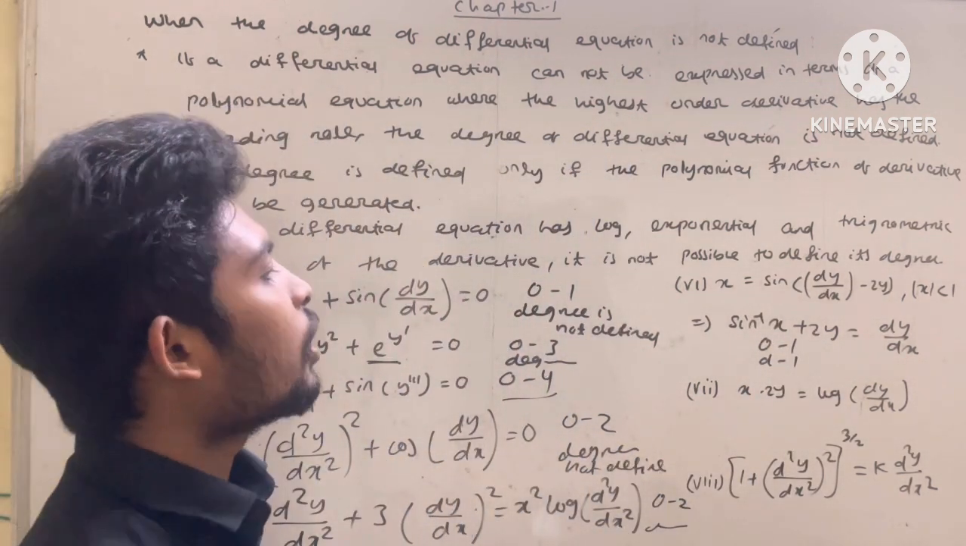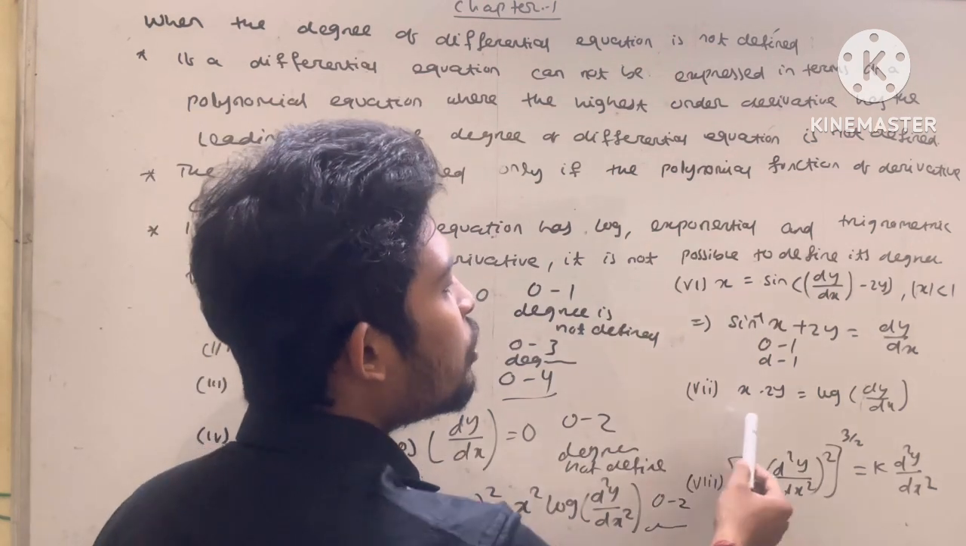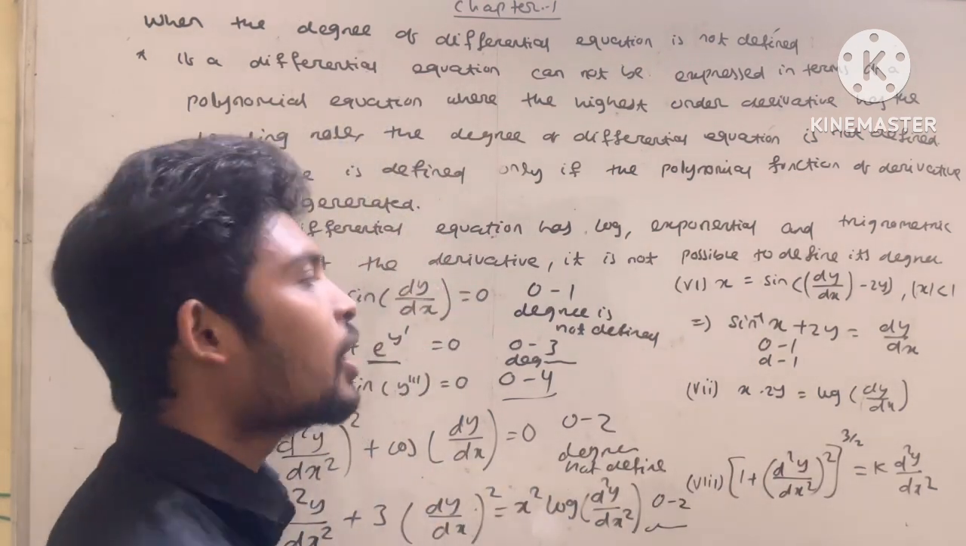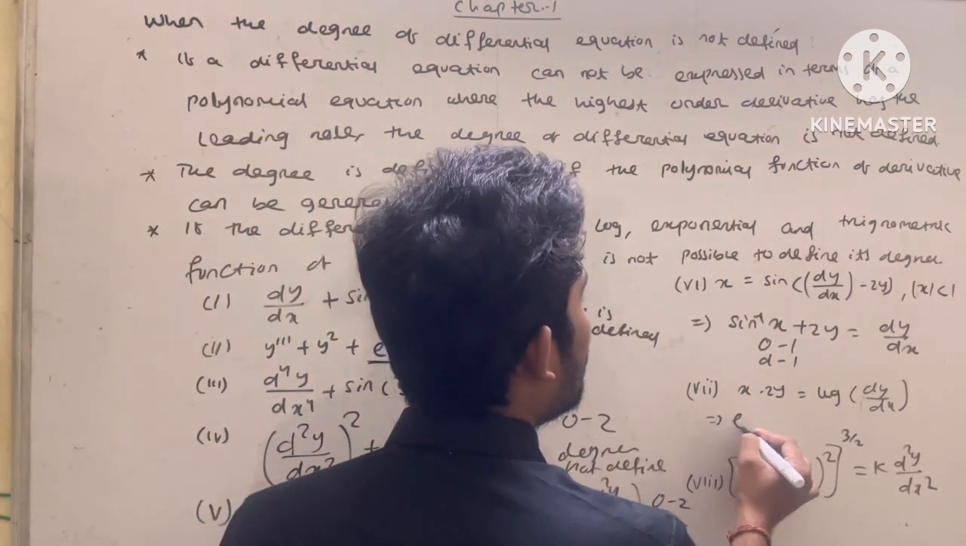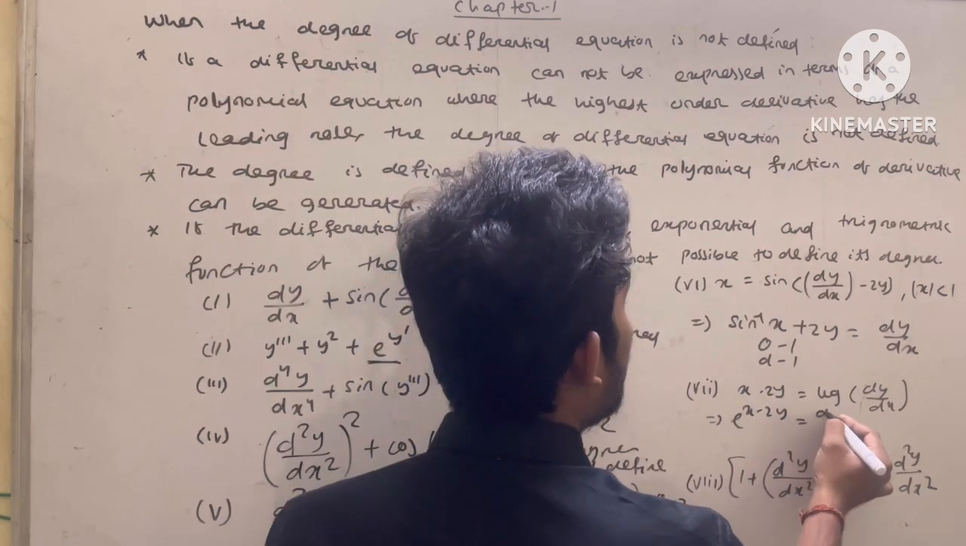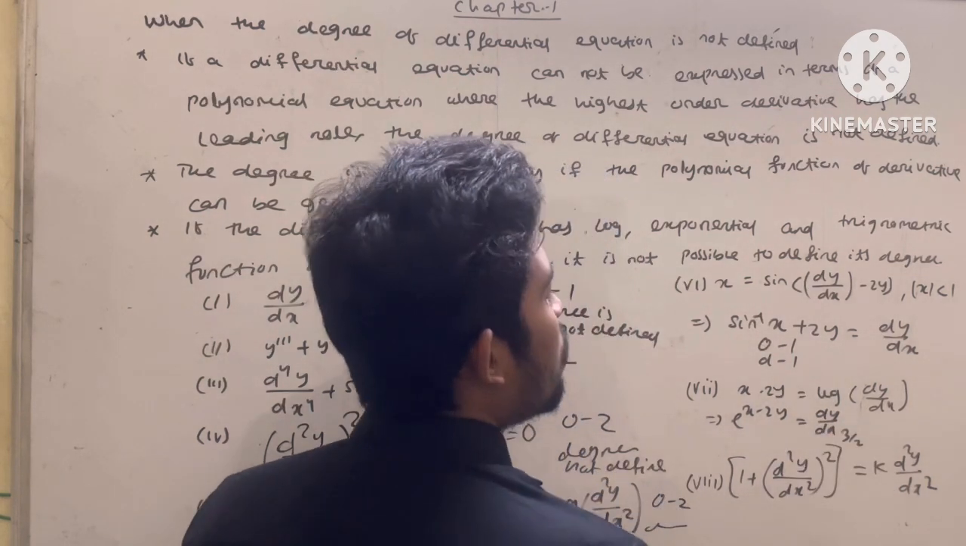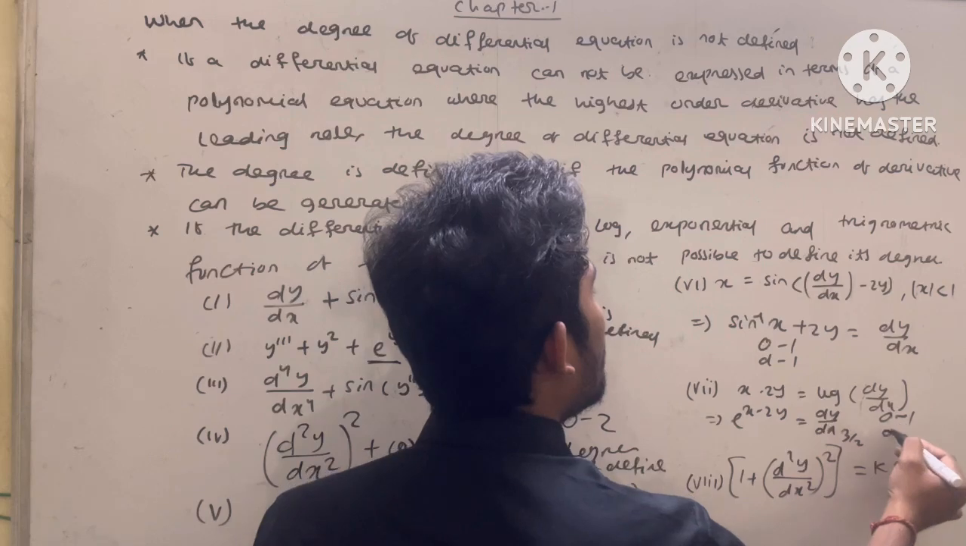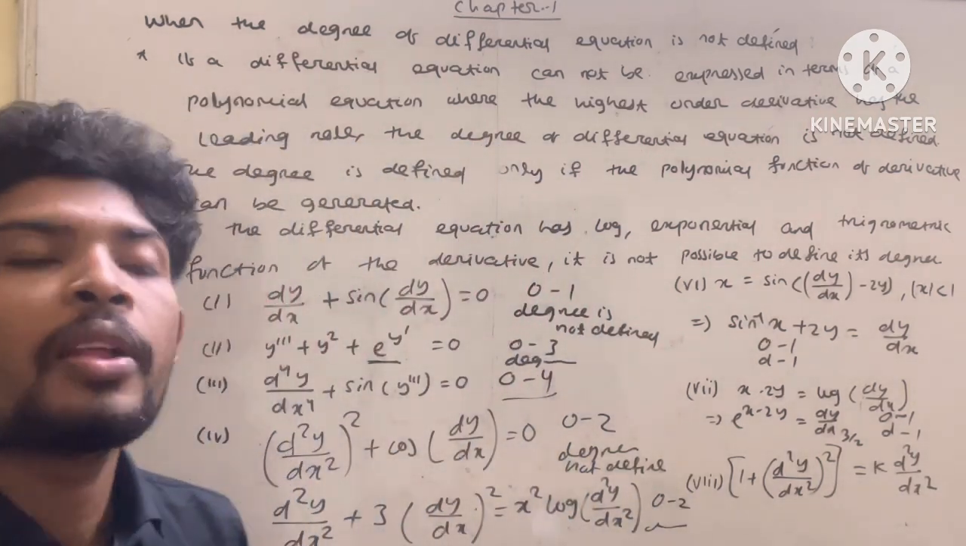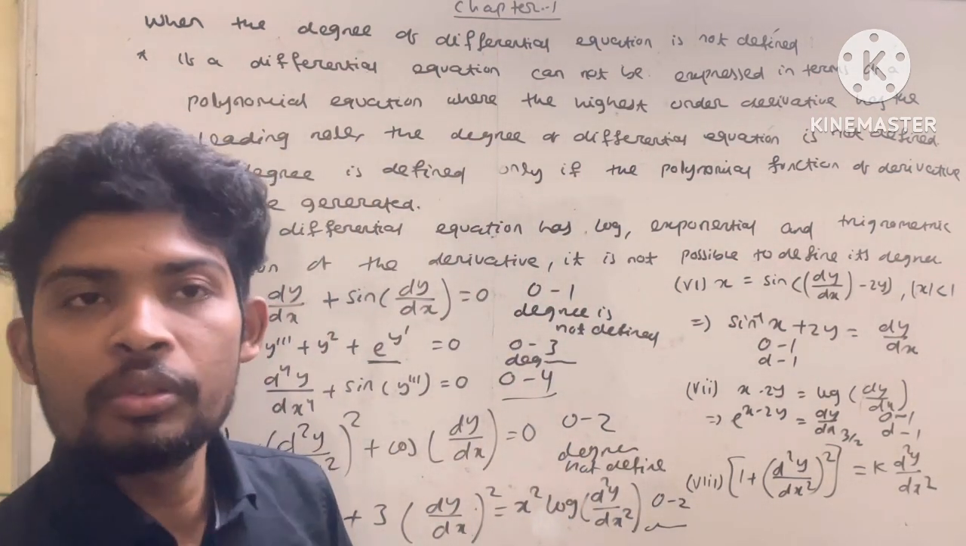Look at the seventh one: x minus 2y equals log of dy by dx. This we can also write as e to the power x minus 2y equals dy by dx. So here the order is 1 and the degree is 1. In that case, the order and degree of the differential equation are defined.